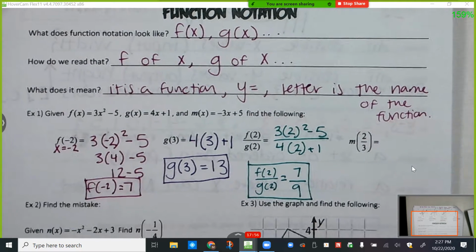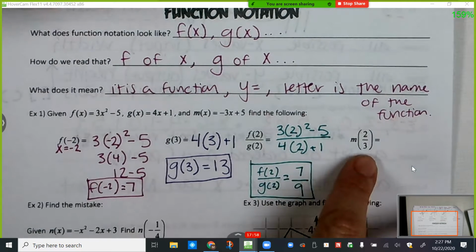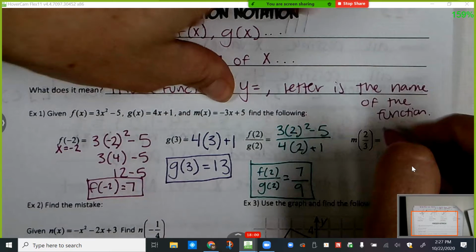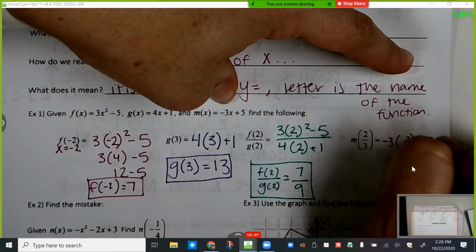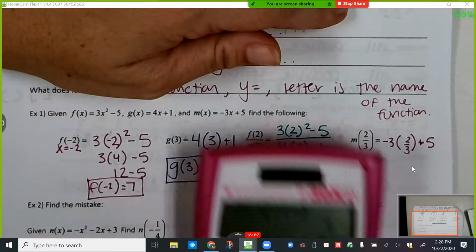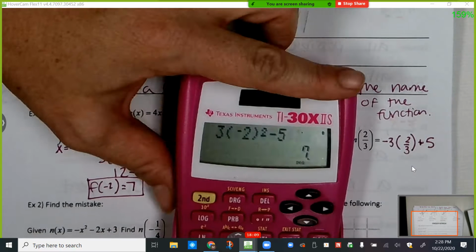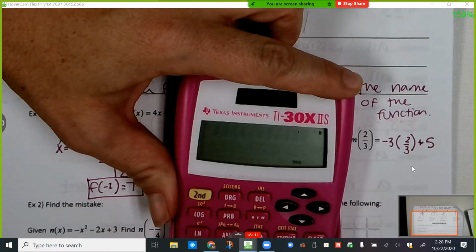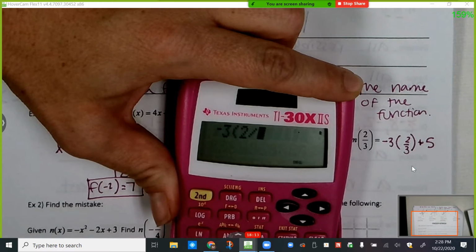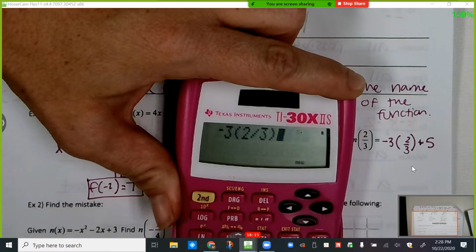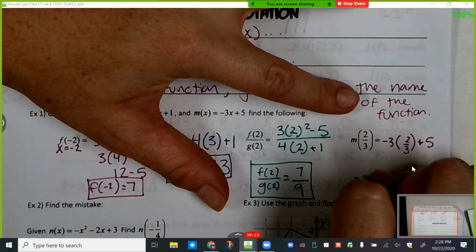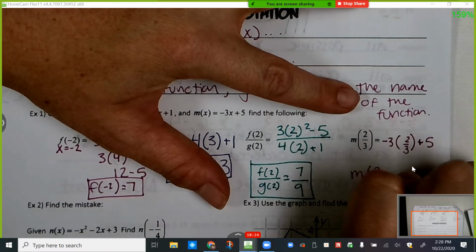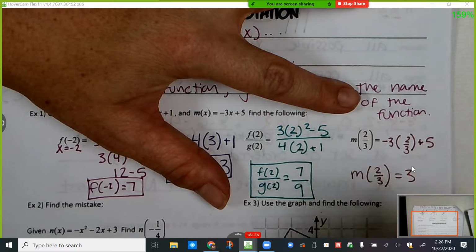Okay, so this last one is m of 2/3. So we're going to use the m equation: negative 3 parentheses plus 5, and plug in our 2/3. Again, y'all, you can type this in your calculator. I know a lot of y'all see fractions and freak out. Okay, so negative 3 parentheses 2/3. 2/3 is just division. Plus 5. What's our answer? I'm gonna guess 8. I just had the answer on the board, child. Oh, I didn't see it.